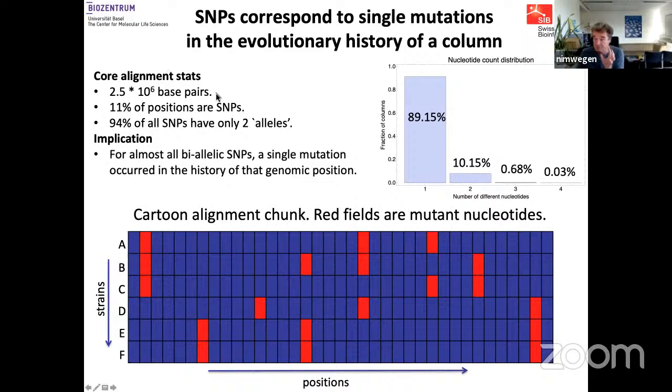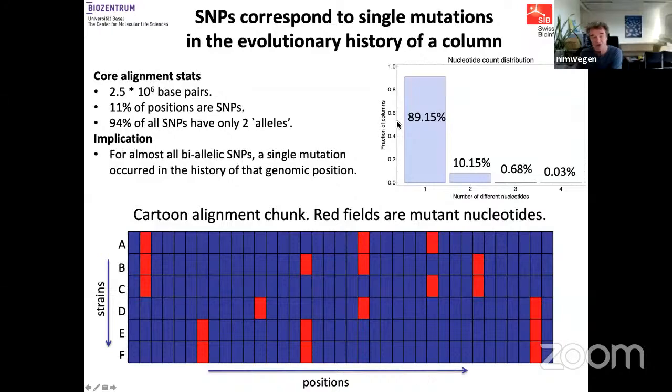However, of the positions that are polymorphic, almost all have only 2 nucleotides. It's extremely rare to find 3 or 4 nucleotides. That is, of all SNP positions, 94% of them have only 2 alleles, okay? And you can do some back of the envelope calculations that show that this implies that the vast majority of these SNPs correspond to a single mutational event in the history of this position, all right? And so this is a sort of cartoon. So you see many positions are completely conserved. And then when you see a SNP, you only see two types, right? So a mutant type and a sort of wild type.